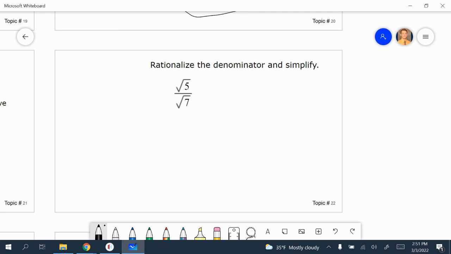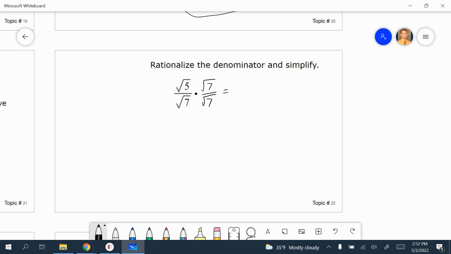Topic number 22, we're going to rationalize the denominator. So basically, the gist of this is you can't finish a problem with a radical on the bottom of a fraction. That's just not mathematically finished yet. So what we're going to do is multiply this by 1 so I don't actually change the number, but my number 1 is going to look a little bit different.